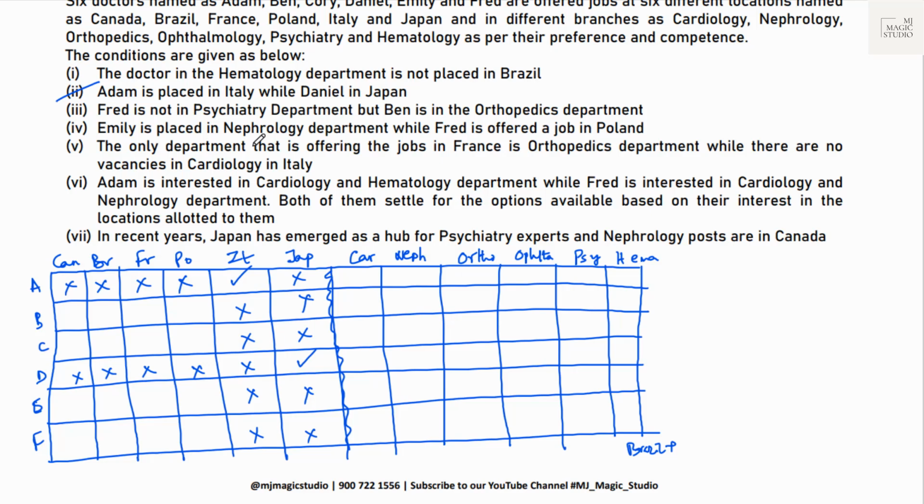Fred is not in psyche department. F is not in psyche department. But Ben is in ortho. B is in ortho. So nobody else would be in ortho now. Emily is in nephro department. E is nephro. While F is offered a job in Poland. F is in Poland.